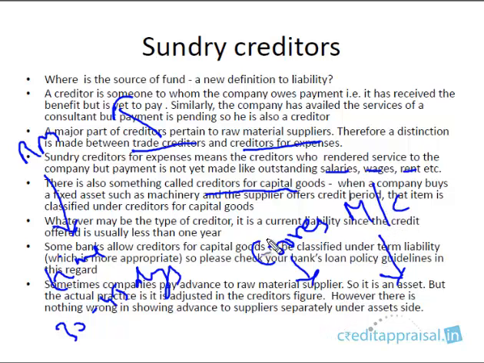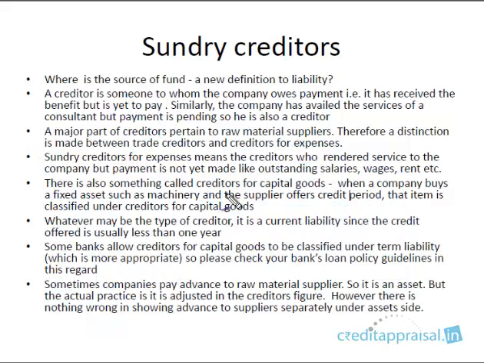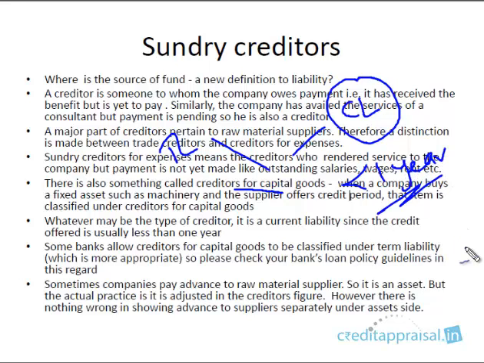Now these creditors are known as creditors for capital goods, right? Machinery is a capital good. Now this is distinct from your trade creditors, the raw material suppliers. When it comes to classification of creditors for capital goods, some banks classify it as a term liability, some classify it as a current liability. The banks who classify this as a current liability base their logic on the fact that the payment is to be made within 1 year. Usually the machinery supplier will not give time more than 1 year, so hence they treat it as a current liability.